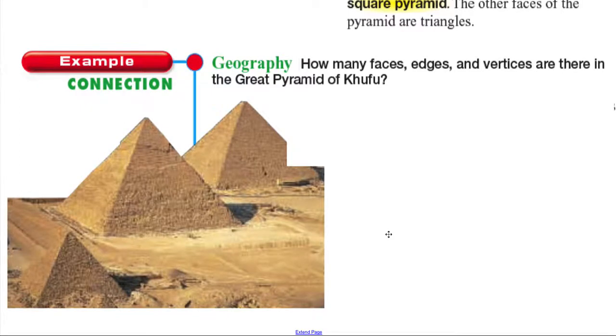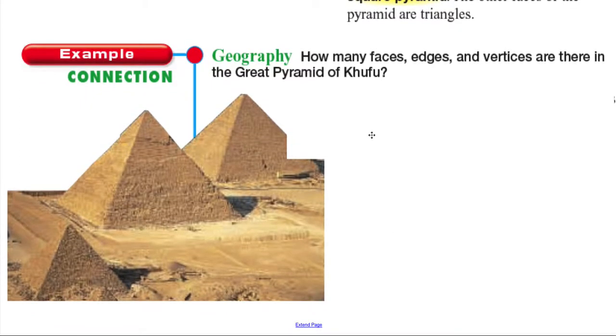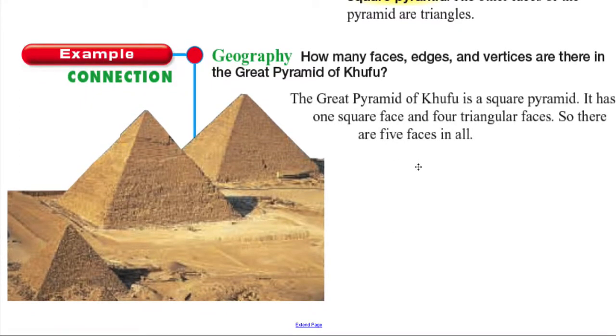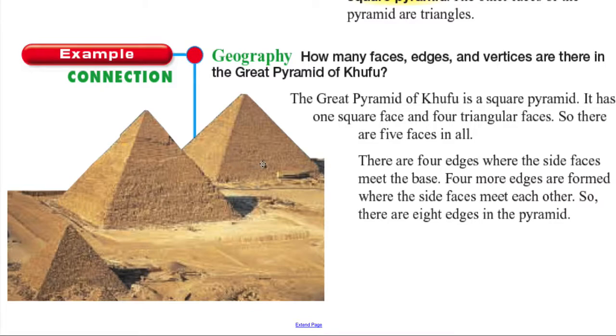How many faces, edges, and vertices are there in the Great Pyramids of Khufu? We just talked about that. Okay, it has a square pyramid. So it is called a square pyramid because the base is a square. There are four triangular faces, so there are five faces in all. So the base is considered to be part of the face of a pyramid. So there are four edges, okay, where the side faces meet the base. Okay, four more edges are formed where the sides meet each other. So there are eight edges in a pyramid.